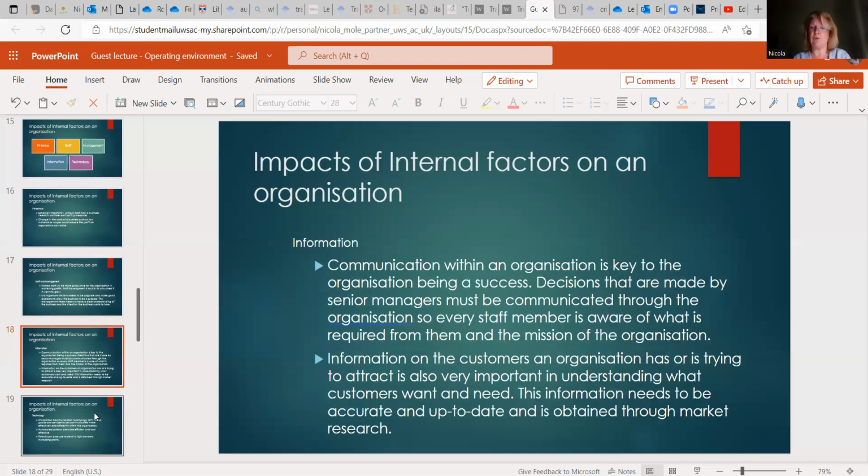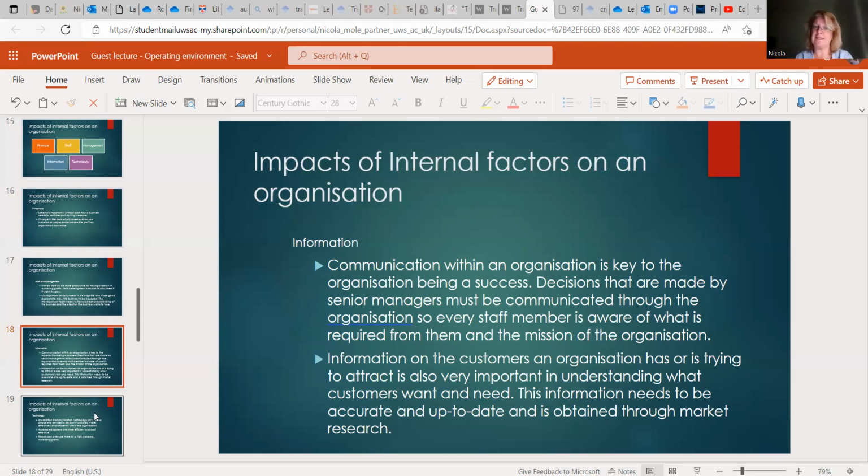Information, all right? So communication within an organisation is key to the organisation being a success. All right, so the decisions that are made by the senior managers have to be communicated through the organisation, so every staff member is aware of what is required from them and the mission of the organisation. So you need communication from the top managers right down to the front of house staff like the receptionist.